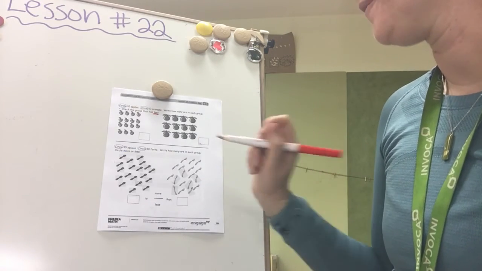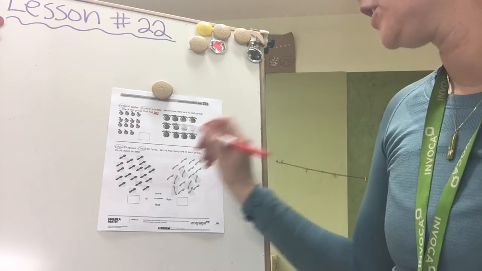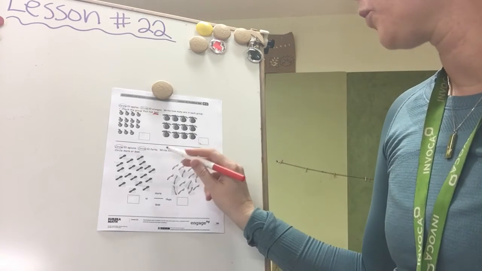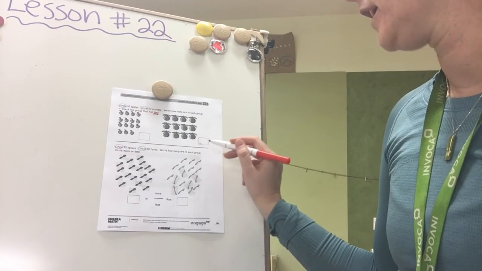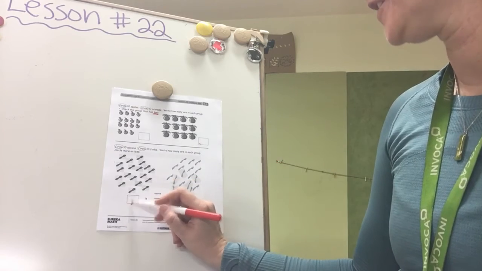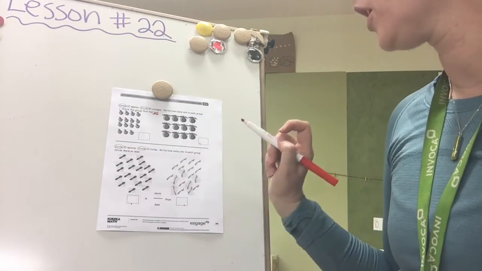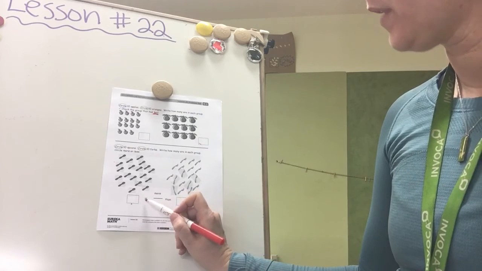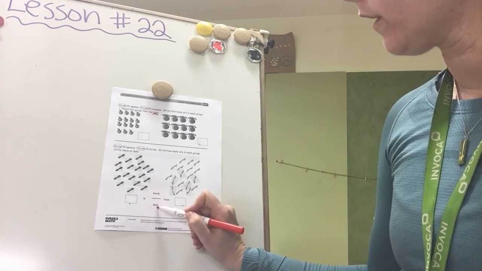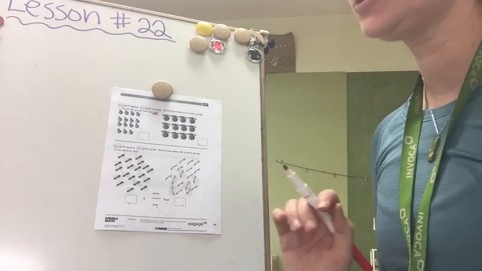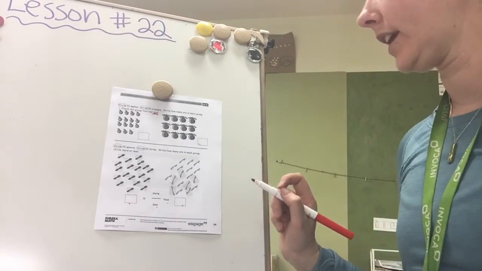Now the next one. Circle 10 spoons, circle 10 forks. Write how many are in each group in the box. How many spoons? How many forks? Circle more or less. So blank is more or less than the forks. Let's do that one all together. It's a little bit tricky on the bottom.